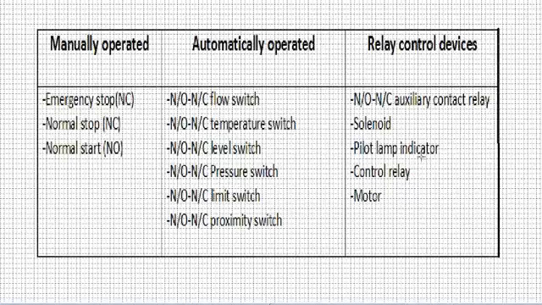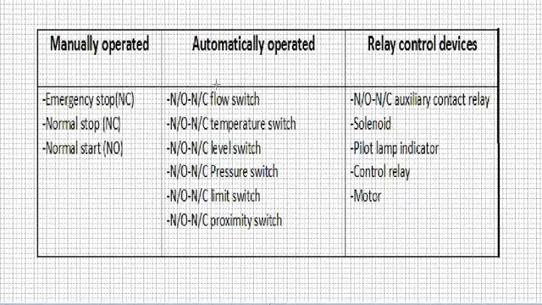So in this table, I have 3 columns. These are not the only elements. There might be more, but these are the basic ones. We have the manually operated, we have the automatically operated, and we have the relay control devices. In the manually operated devices, you might have different types, but these are the 3 typical ones. You have an emergency stop, you have a normal stop, and you have a normal start. Those are manually operated components.